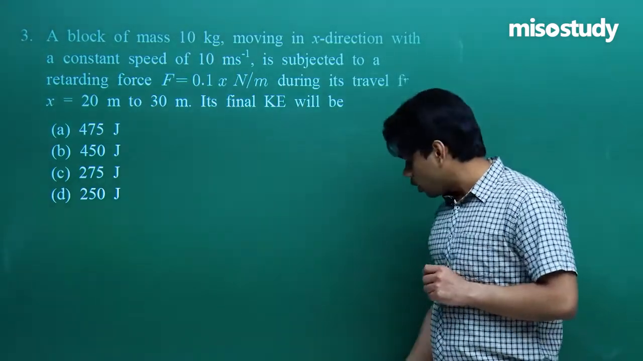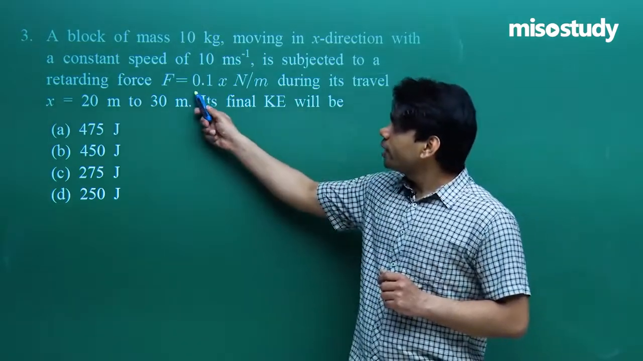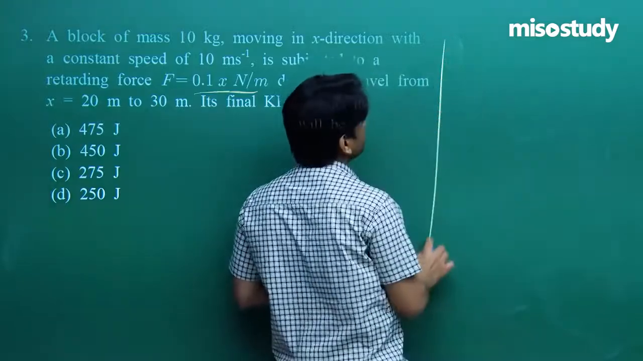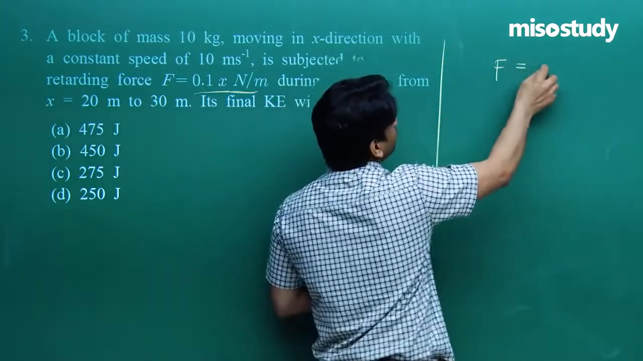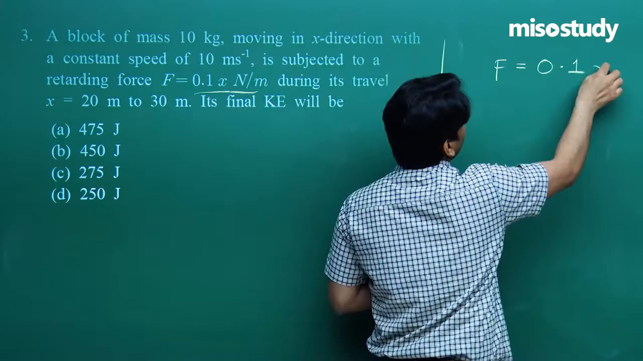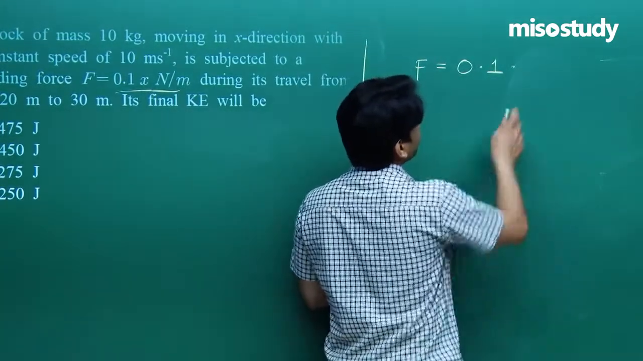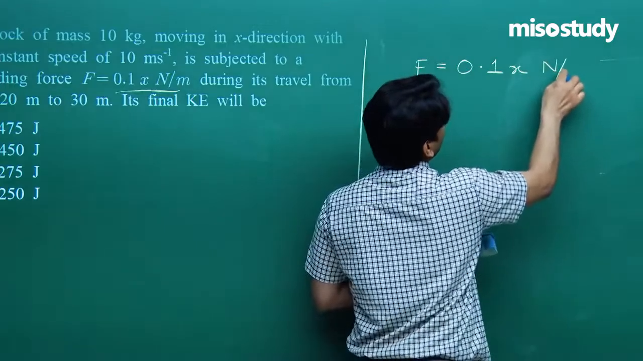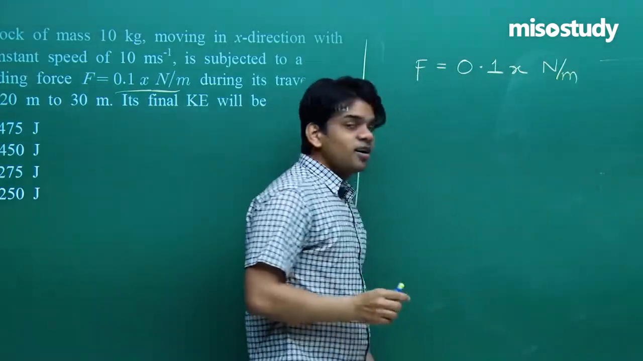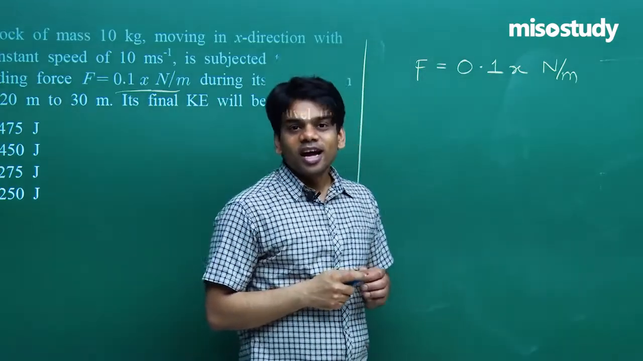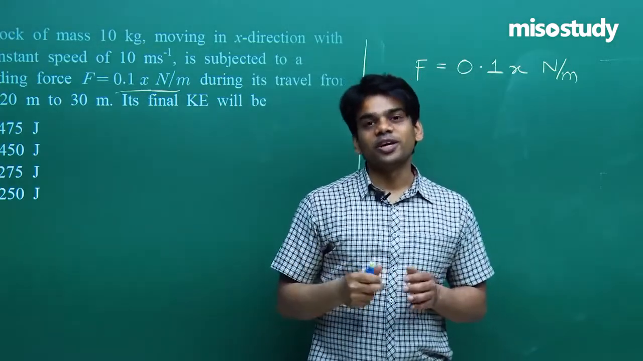So let me see here how to do this. F is equal to 0.1 x Newton per meter. It's a distance dependent retarding force. Now try to understand how you can reach the answer. First of all, it's a retarding force. That means it will do some negative work, and that means the final kinetic energy has to be reduced.